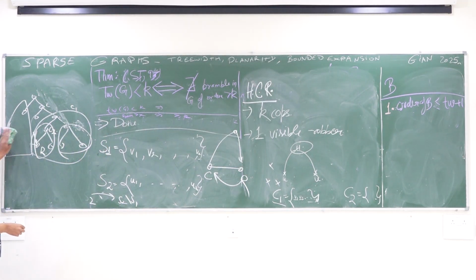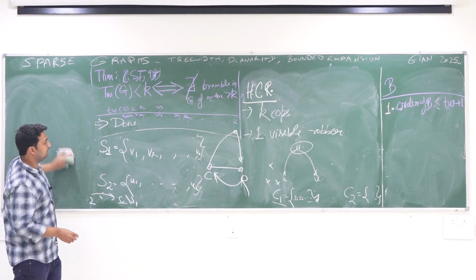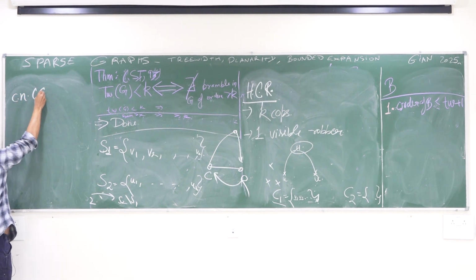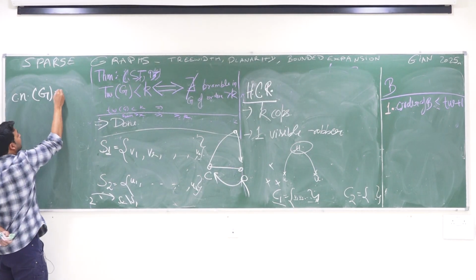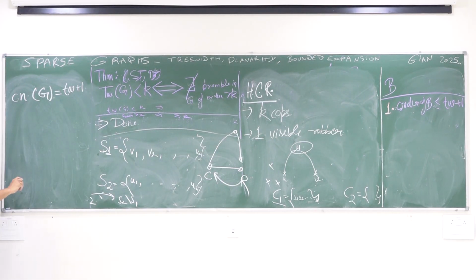Now, first I'll state the result and then I'll say why this is important. The cop number of this graph, which is the minimum number of cops required in this game to capture the robber, is exactly equal to treewidth plus 1. So this is a complete characterization. This game characterizes the treewidth of a graph.